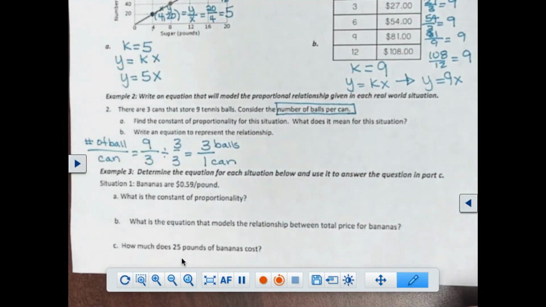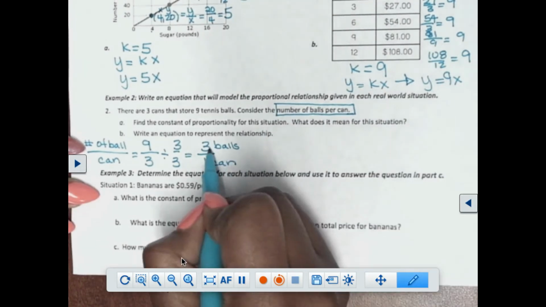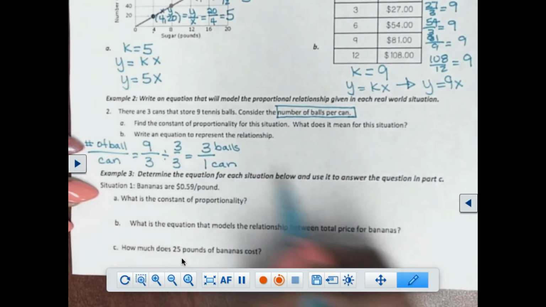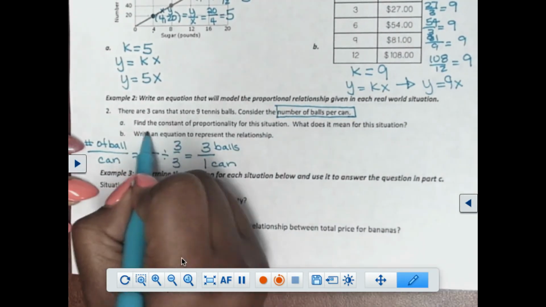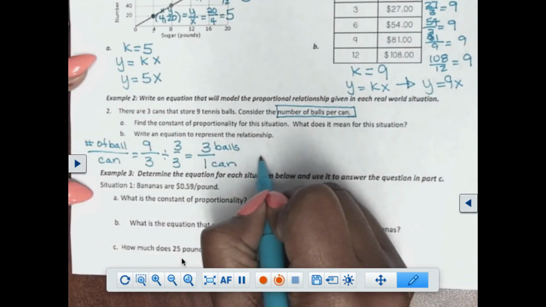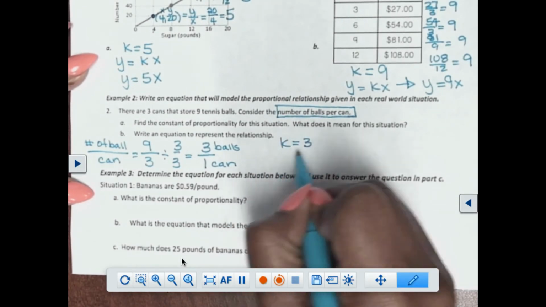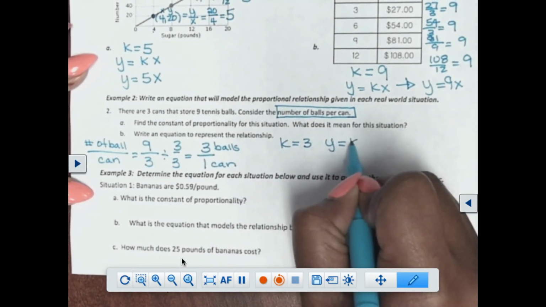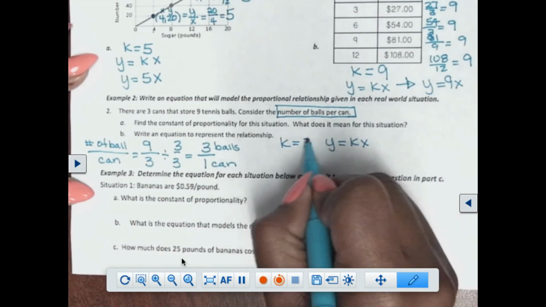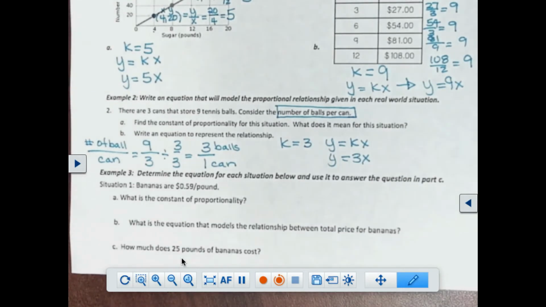But it says find the constant of proportionality for this situation. What does it mean? There are 3 balls in 1 can. That's what it means. Then it tells me to write an equation to represent this relationship. So my relationship here would be K is 3. So we said that Y equals KX. So all I have to do is swap those numbers and K out. So Y equals 3X.